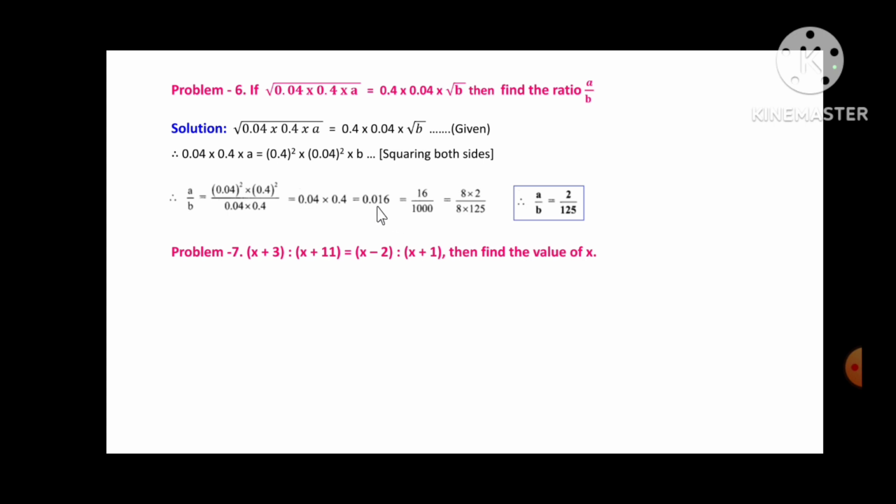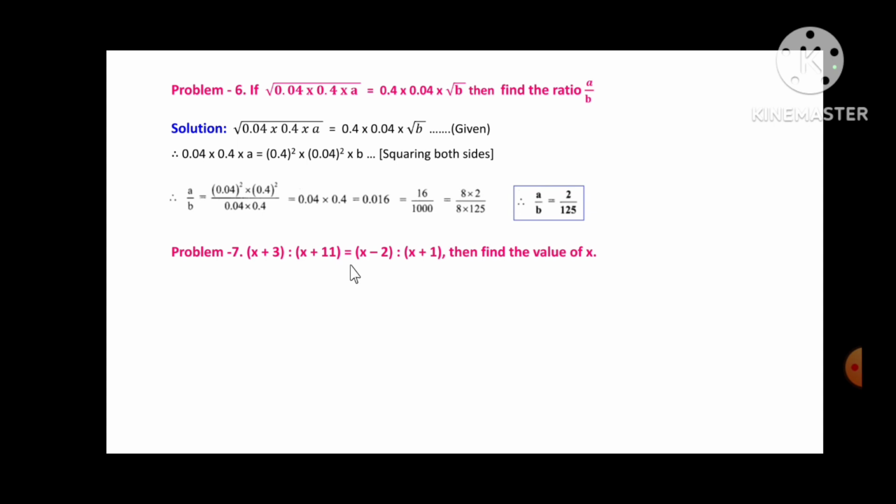To bring this 0.016 into integer, we'll multiply both sides, numerator and denominator, by 1000. So we're getting 16 upon 1000. So it can be 8 into 2, 8 into 125. 8 cancels with 8, so a upon b is equal to 2 upon 125. Now this is problem number 7.